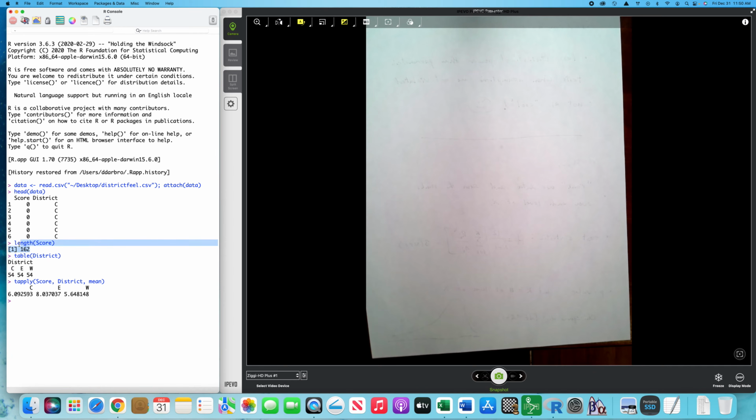Rather large sample size. You can see I have 162. We have a balanced design, meaning that the number of students from each district is the same. And the tapply gives us the mean across. So it does kind of look like the students from District E have a higher average feeling measurement than District W. So what I would probably want to do first is explore some of the assumptions.